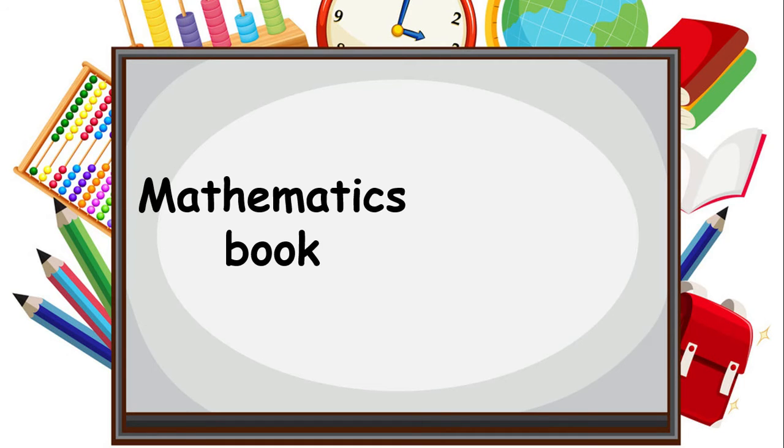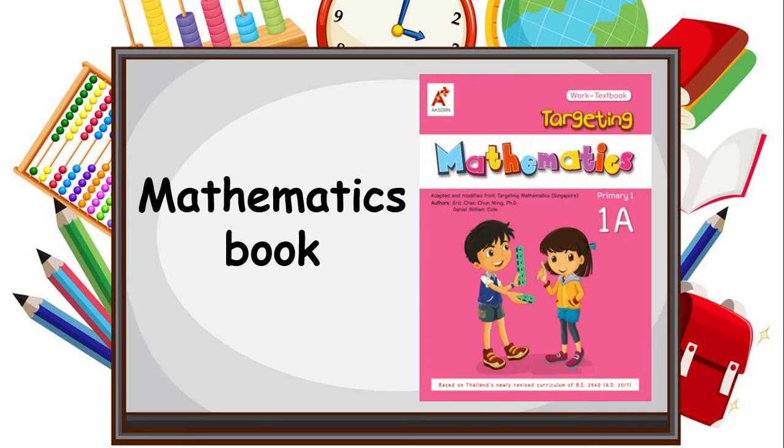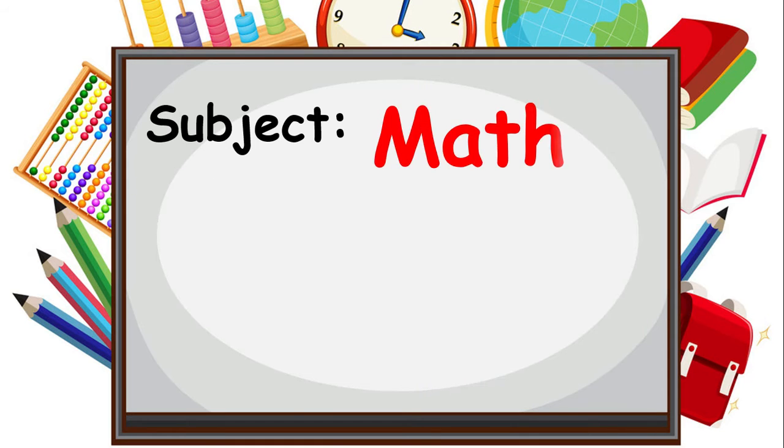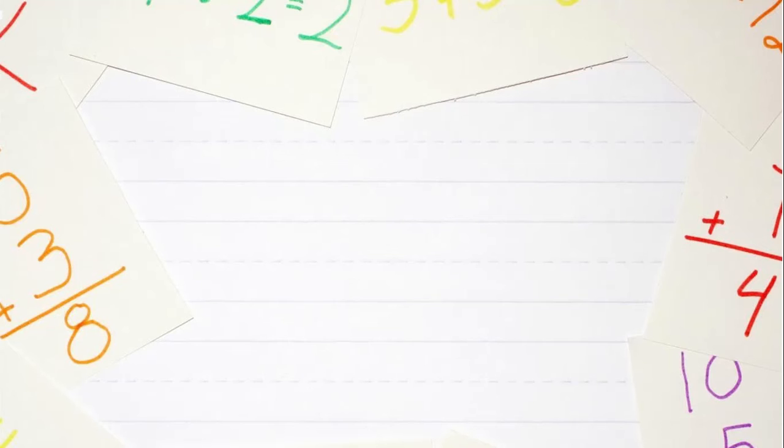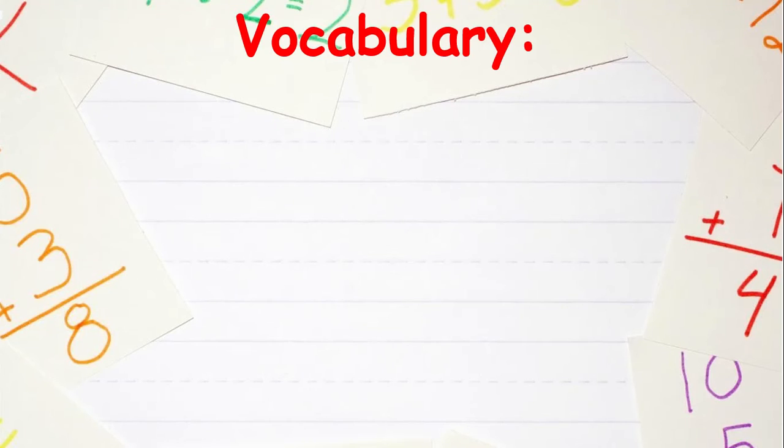We are going to use your mathematics book, Targeting 1A, the color pink book. Our subject is math and our topic for today is number bonds. Let's first read your vocabulary for today.